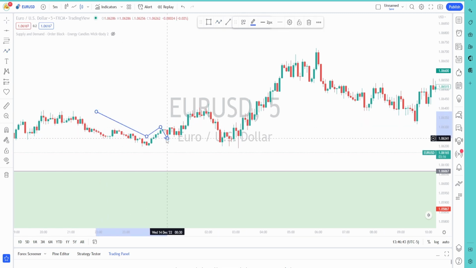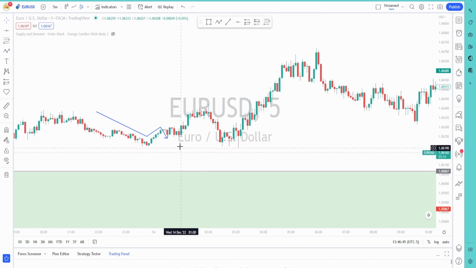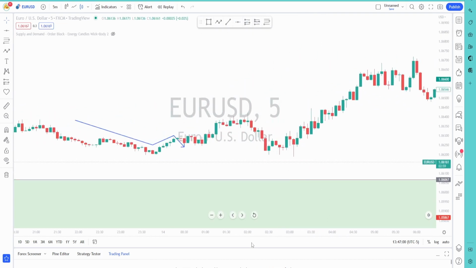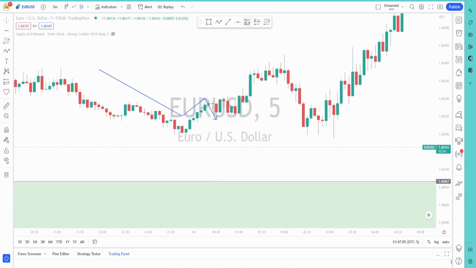Here's a pullback. Now, you might have considered getting in on a trade as soon as it broke this area of structure again. So you're waiting for it to return. It comes up to that area. If we can just open this up a bit more for you. When it comes back up to this area, you would have considered getting in on the trade.